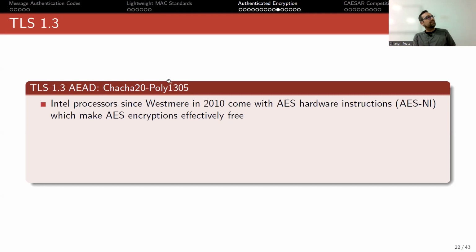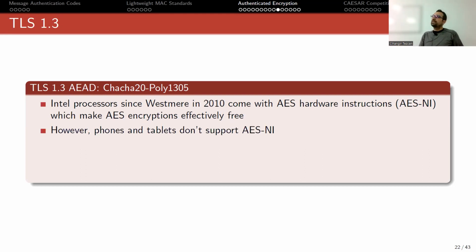So Intel processors since Westmere in 2010 come with AES hardware instructions, AES-NI, which make AES encryption effectively free. Because at the hardware level, we can perform AES encryption. We already talked about this when we talked about block ciphers. So we don't actually need ChaCha. But the thing is that our phones and tablets generally use ARM processors, which do not have this kind of hardware acceleration.